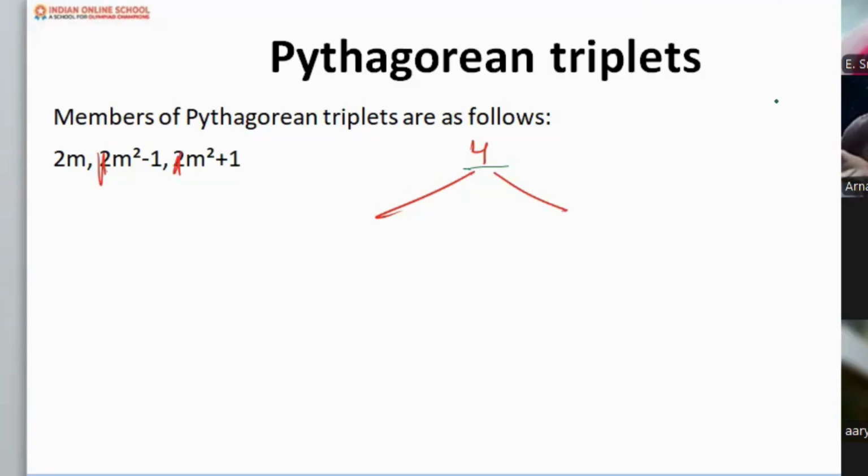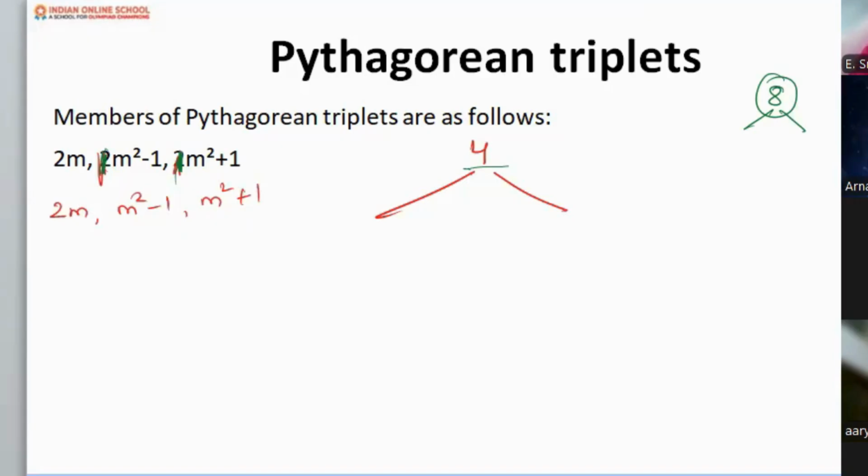Suppose from the Pythagorean triplet, I have one number which is 8. Now, how do I figure out the other two numbers? No. First, we have three members in a Pythagorean triplet, which are 2m, m square minus 1 and m square plus 1. Okay, 2m, m square minus 1 and m square plus 1.